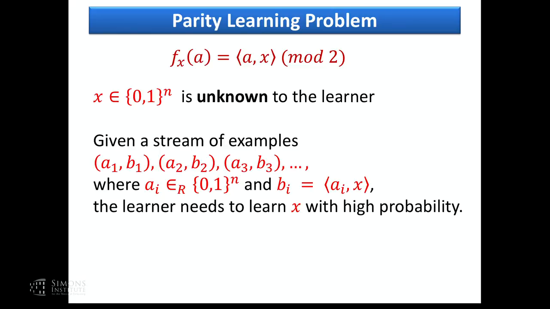And how the learner tries to learn x is given a stream of examples, a1, b1, a2, b2, etc., where each a_i is drawn uniformly at random from all possible strings of length n, and each b_i is simply the inner product of a_i with x. After seeing this stream of examples, the learner needs to learn x or output x with high probability. We can also talk about weak learning, where we are trying to output a hypothesis that is somewhat close to the true hypothesis. In the models we're going to consider, the two are equivalent. So once you have a weak learner, you also have a learner. So let's just focus on that.